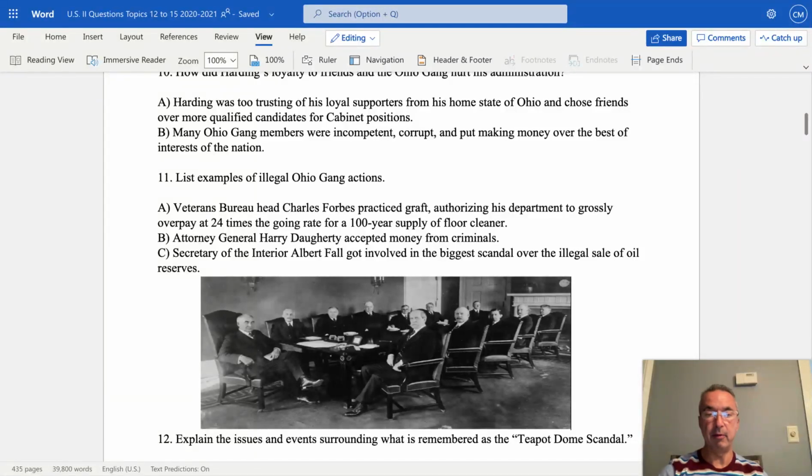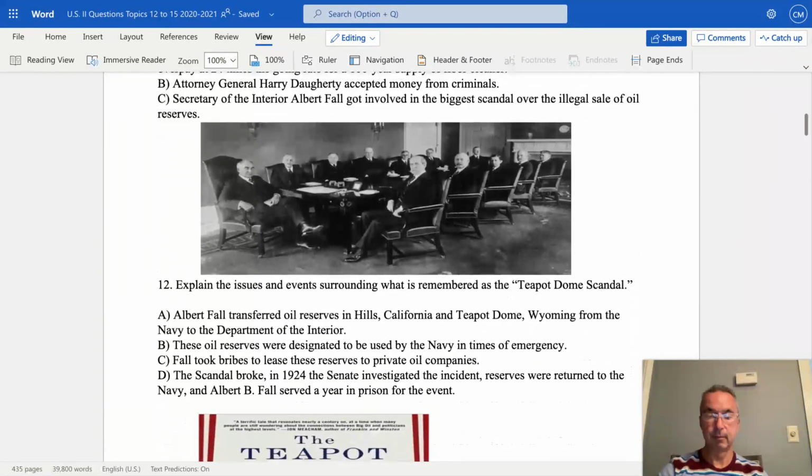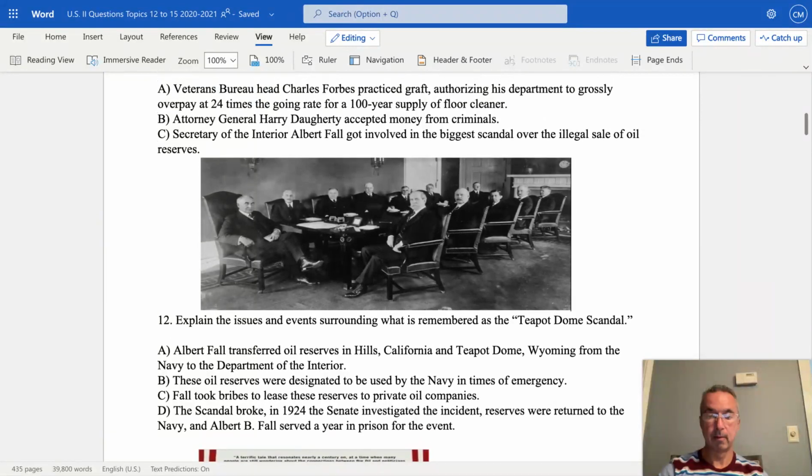The Secretary of the Interior, Albert Fall, got involved in the biggest scandal of all, over the illegal sale of oil reserves to private companies. So number 12 deals with the scandal remembered as the Teapot Dome scandal. What Albert Fall did is he transferred oil reserves in the hills of California, as well as the city of Teapot Dome, Wyoming, from the Navy Department to the Department of Interior. We had had oil reserves since even prior to World War I, in the early 1900s.